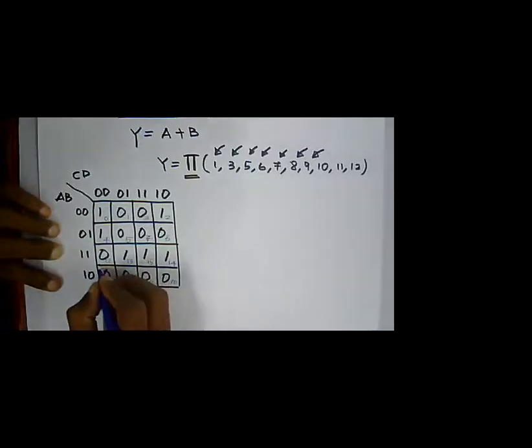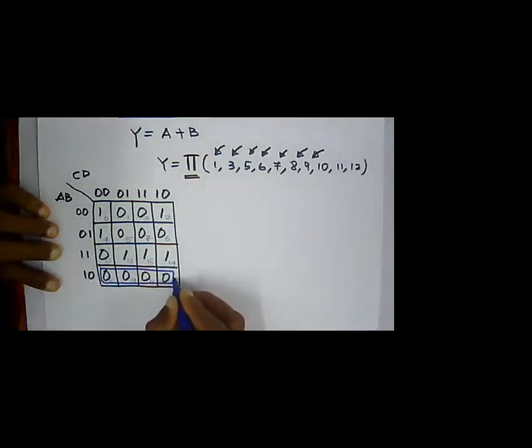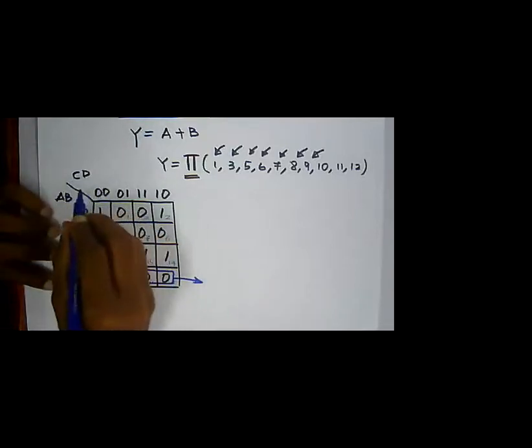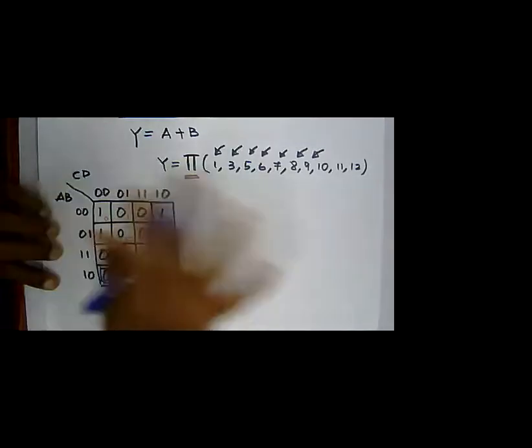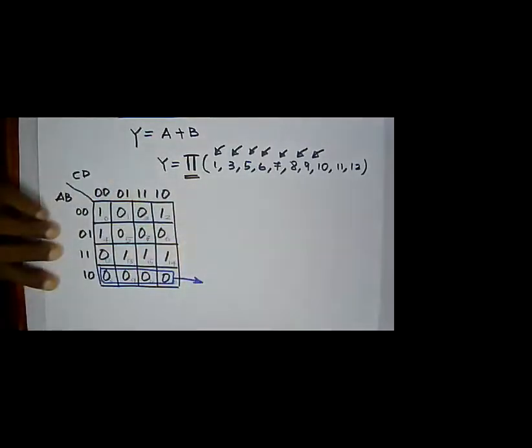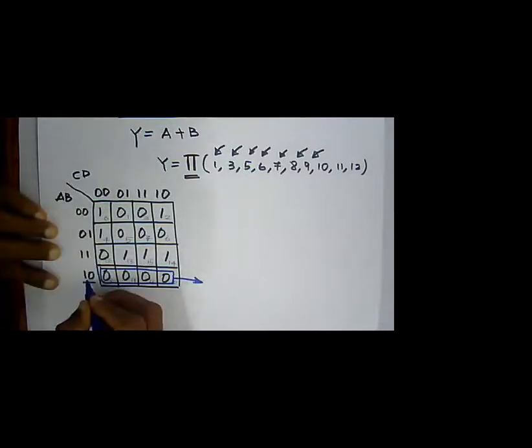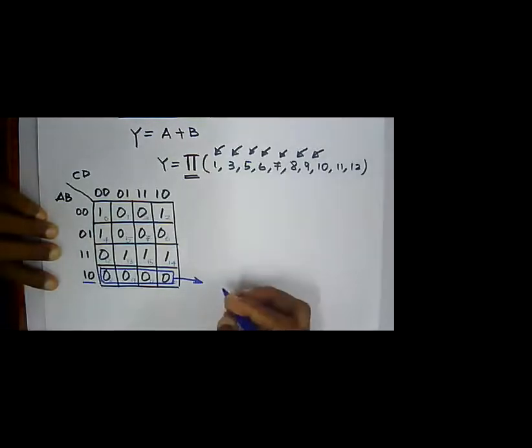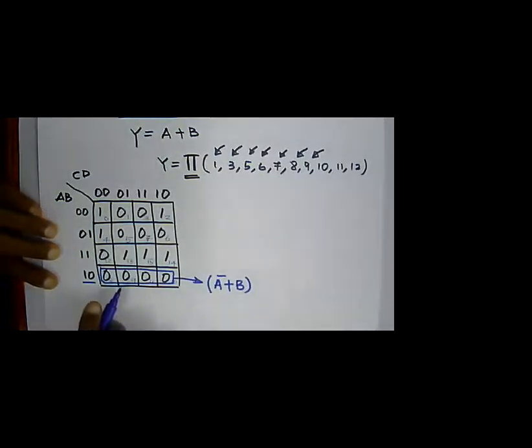Of course you can see that, in this one, C, D both are changing. C is 0, 1, so it does not depend on either C or D. But here A is 1 and B is 0. So in POS terms, this becomes A bar plus B. Since we have grouped zeros, we have to invert the values we have in the boxes.